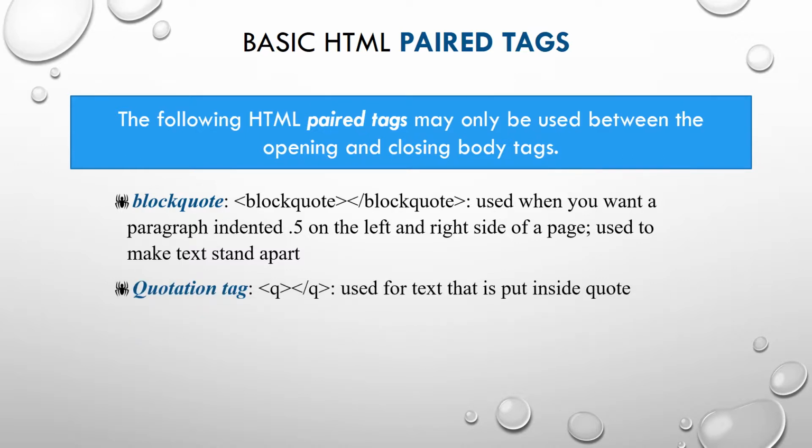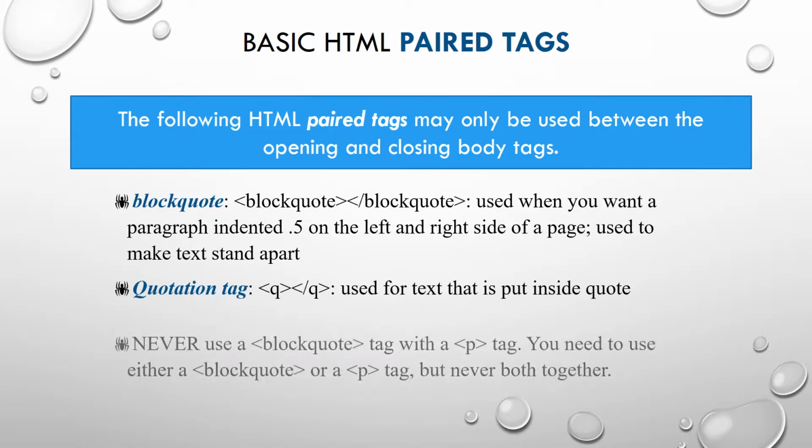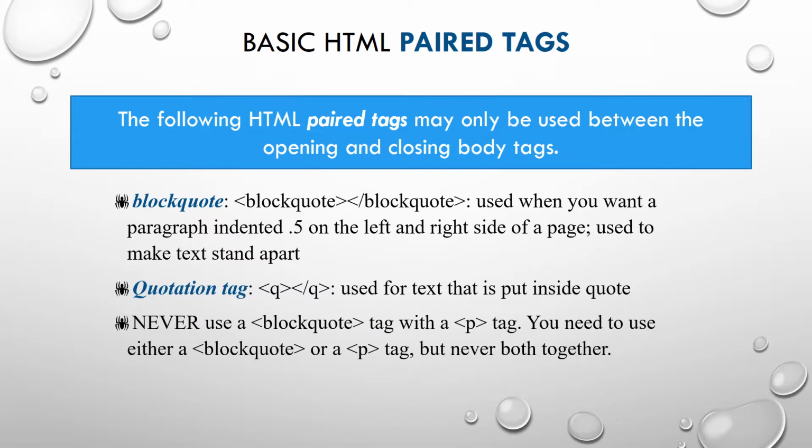There is also the quotation tag. The quotation tag is used for text that is inside a paragraph that might be one line, so you want to put it in quotations. Never use a block quote tag with a paragraph tag. You need to use either a block quote or a paragraph tag, but you never use both of them together.